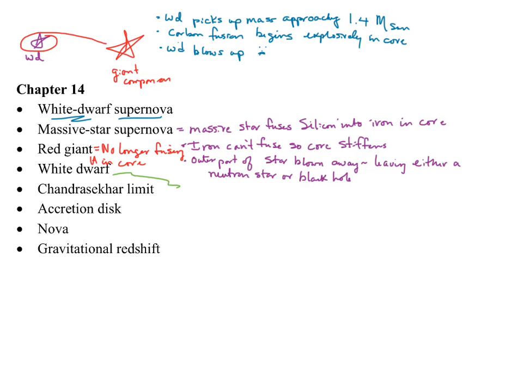A white dwarf is a retired star. Only low mass stars, 8 solar masses or less, can give you white dwarfs. Basically what a white dwarf is, is an orb of carbon.